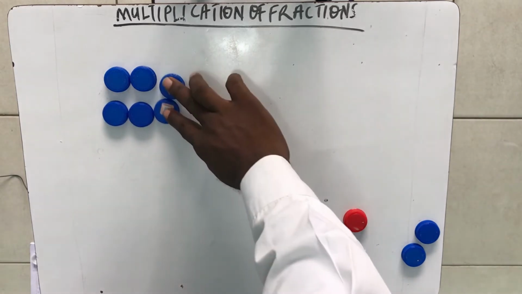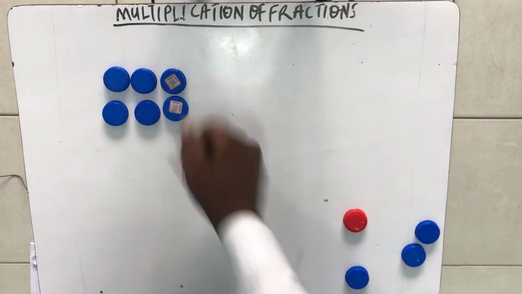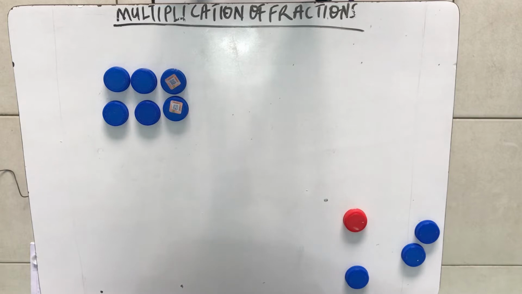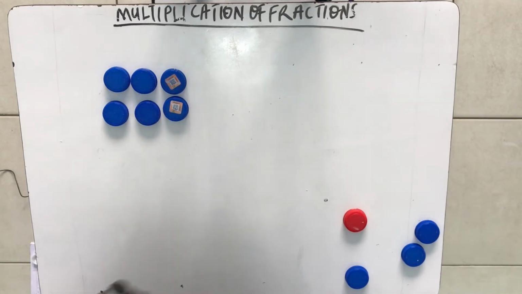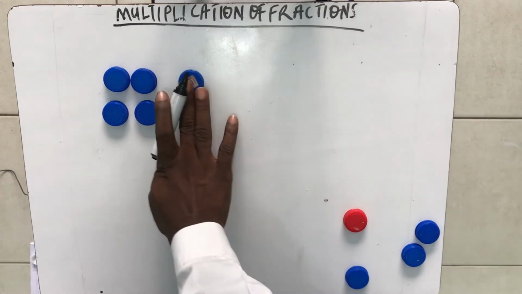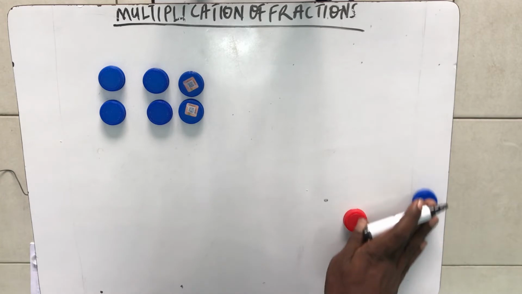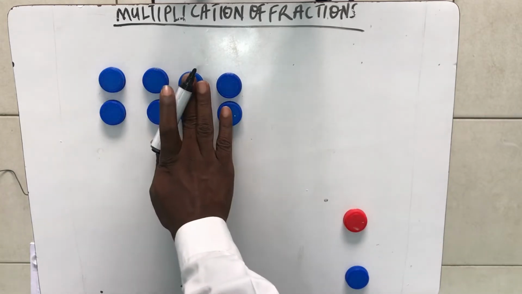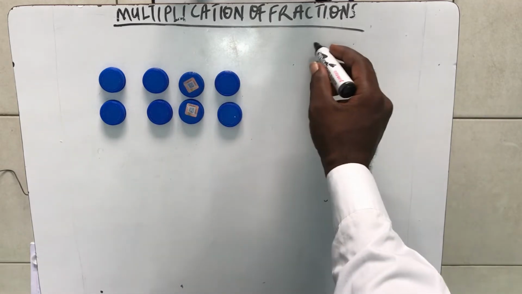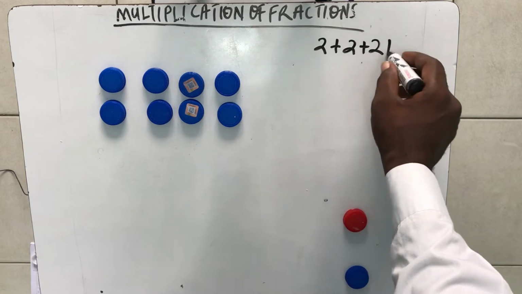So let's say right here, I have 1, 2, 3. I'm adding all the blue bottle covers here. I have 1, 2, 3, 4, 5, 6. Or I could also see this as 2 plus 2 plus 2 plus 2. That would look this way: 2 plus 2 plus 2 plus 2.